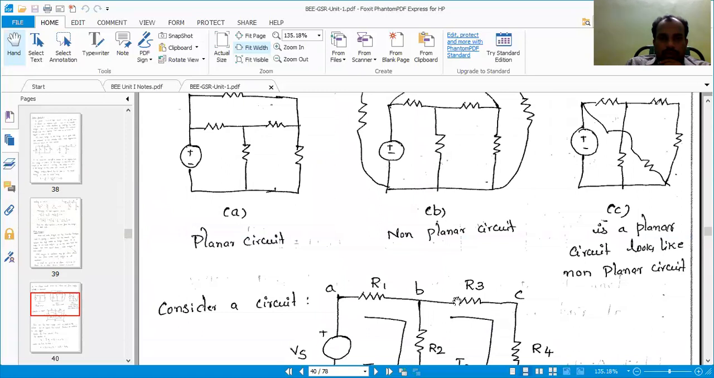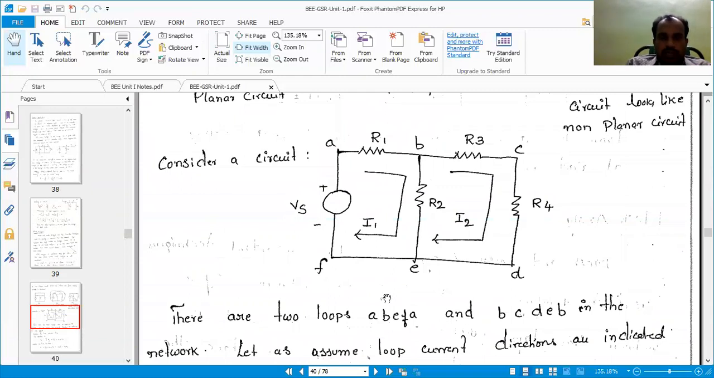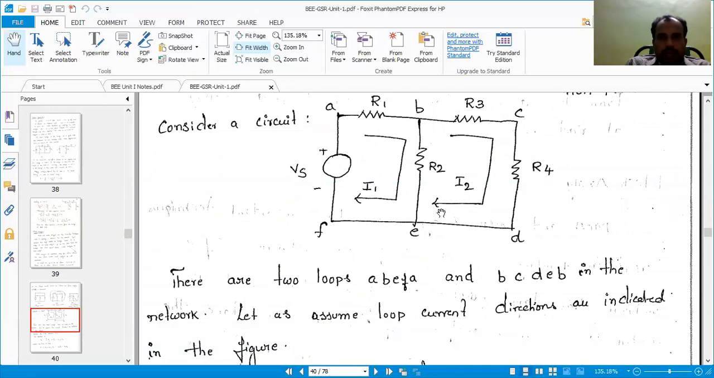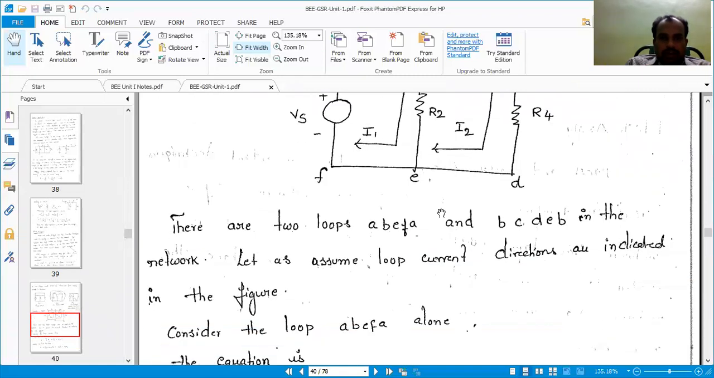Now, for example, mesh analysis is also called loop analysis. There are two loops in the circuit diagram. The current in the first loop is I1, and the second loop is I2. EF is one loop, and DAB is the second loop. Now applying KVL.